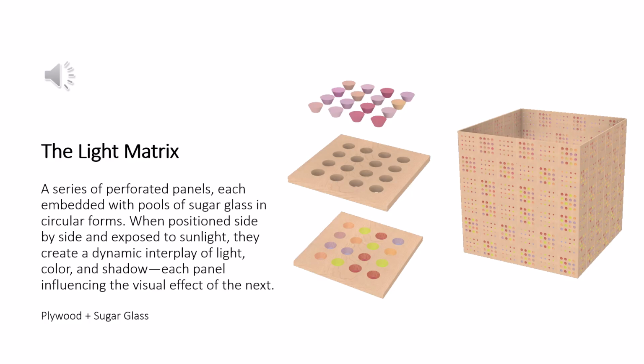The light matrix is another sketch. The light matrix is a series of perforated panels with circular pools of sugar glass. Placed side by side in sunlight, they create a dynamic play of light, color, and shadow, with each panel affecting the next.